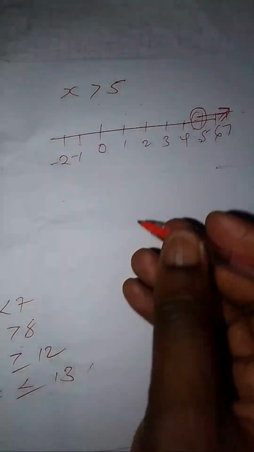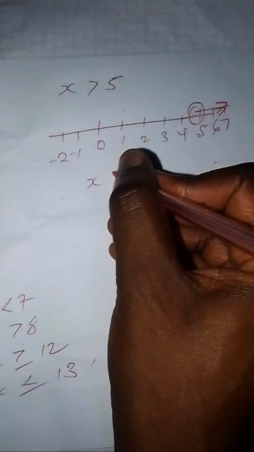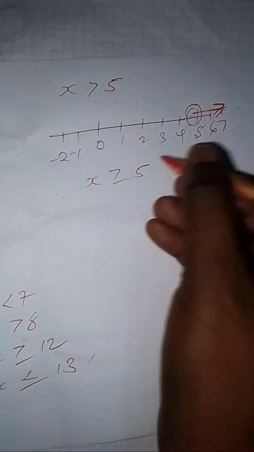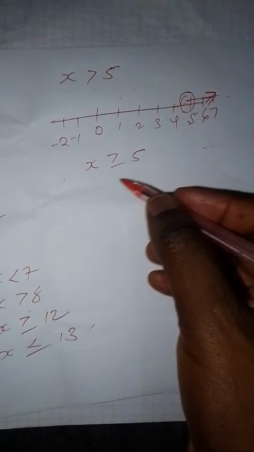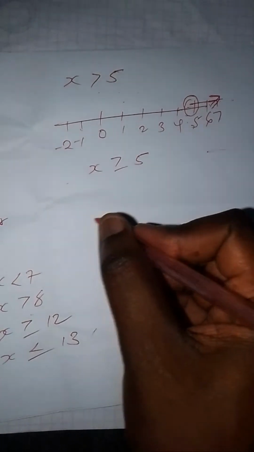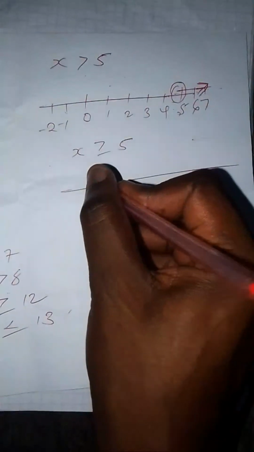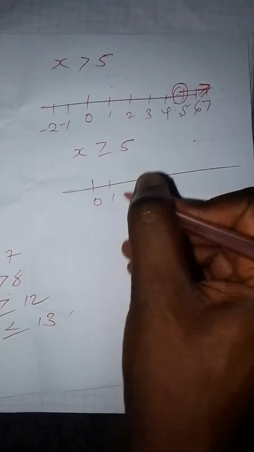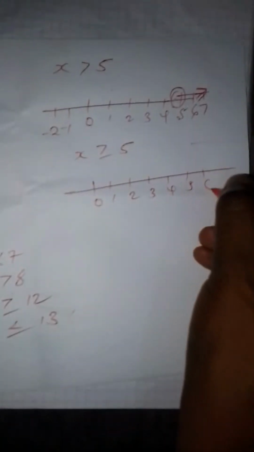Now when we talk about x is greater than or equal to 5, we can also represent this on a number line. First we're going to draw the number line. So that's the number line. Our number line must always have a center, and the center is 0. Then here 1, 2, 3, 4, 5, 6, 7. Maybe you can stop at 7.